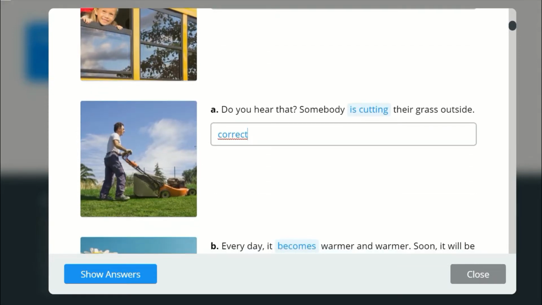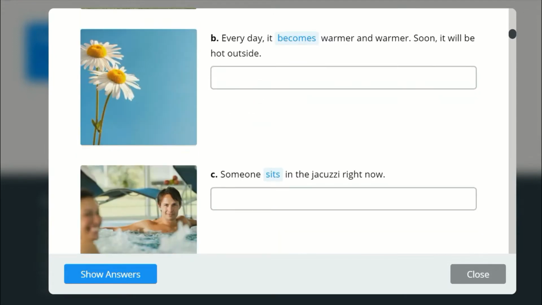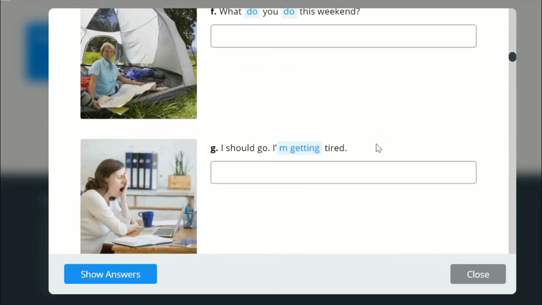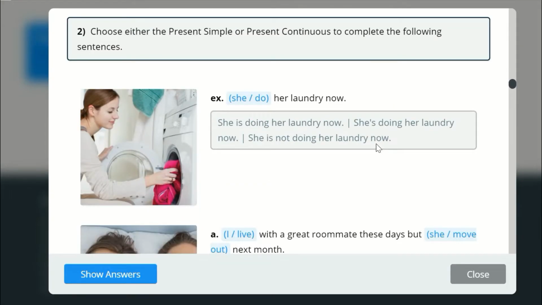Everything, we're not using capital letters here. Todo en minúscula, ¿ok? Cuando pongan correct. Y cuando pongan oraciones, pues hay que iniciar con mayúscula. Y vamos a terminar con punto final cada oración. ¿De acuerdo? Number 2. Choose either the present simple or present continuous to complete the following sentences.